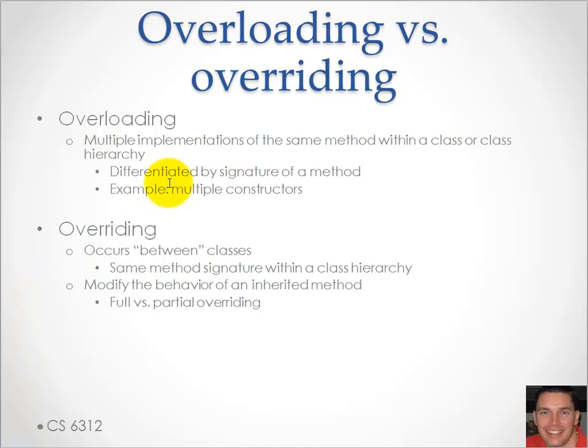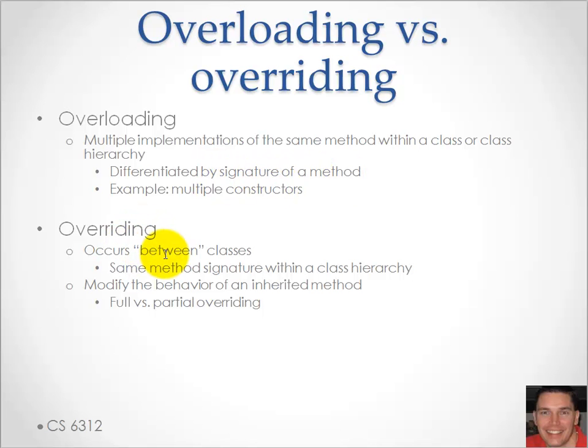I also want to touch on overloading a method versus overriding a method. Remember that overloading is when we have multiple implementations of the same method within a class or within a class hierarchy. We've seen an example of this where we've had multiple constructors within a class. Remember, overloading is the same method name, but a different signature, which means a different type and/or number of parameters.